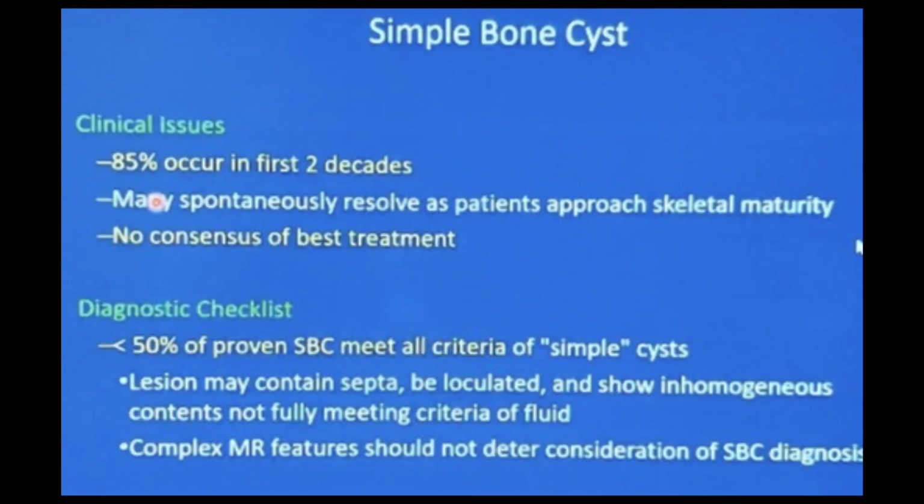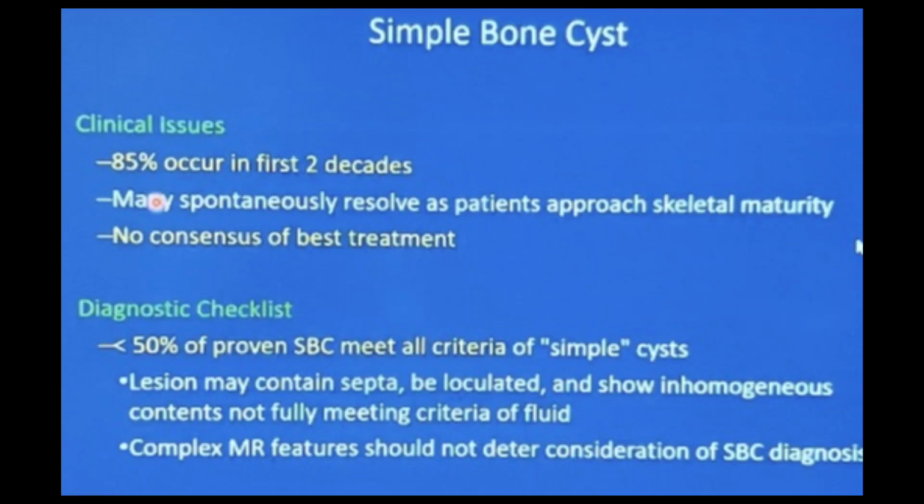Simple bone cyst is 85% usually seen in the second decade, but it varies from the first to the second decade. In between this, you can see simple bone cyst. Especially, it spontaneously resolves when the patient approaches skeletal maturation, or when the growth of the skeleton becomes mature, it automatically resolves. So there is no consensus for a common treatment.